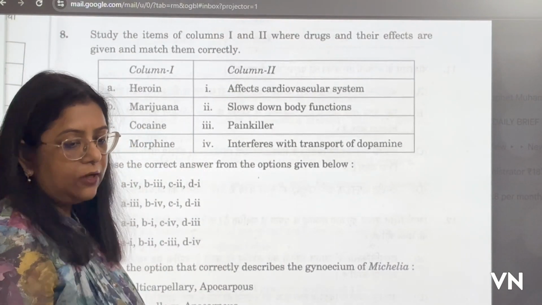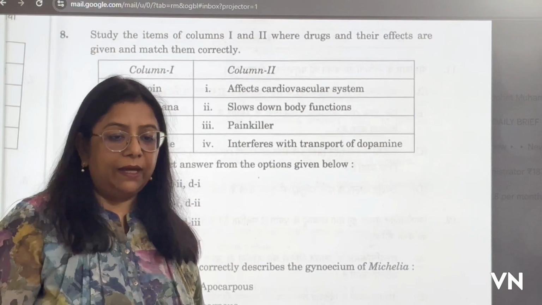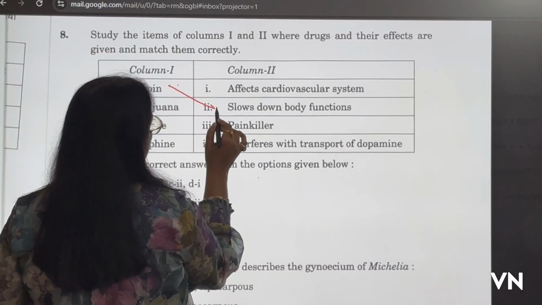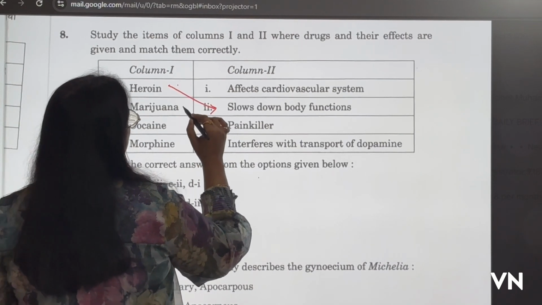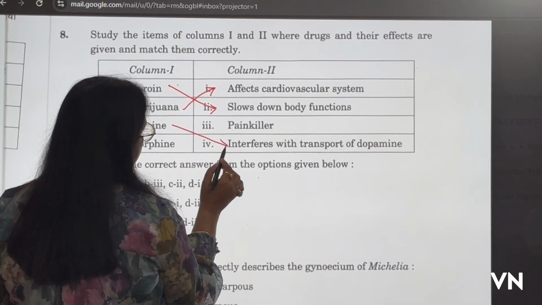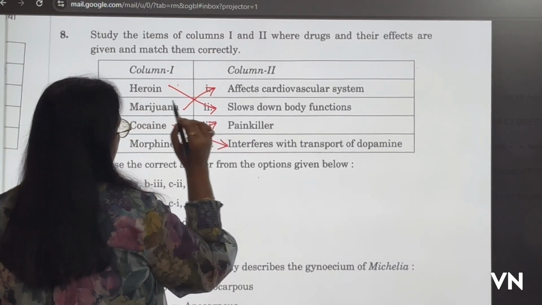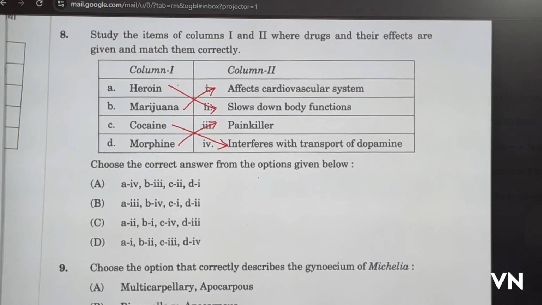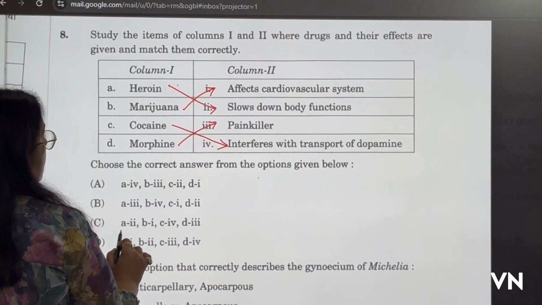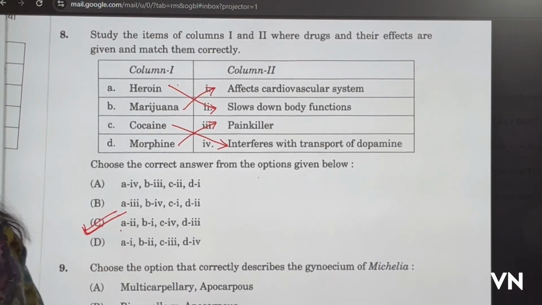Number 8. Study the items of column 1 and 2 where drugs and their effects are given and match them correctly. Heroin, it slows down the body function. Marijuana affects cardiovascular system. Cocaine interferes with the transport of dopamine, and morphine is given as painkiller. So A second, B first, C fourth, and D third. C is the correct answer.